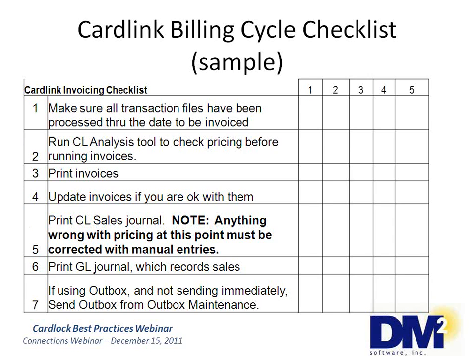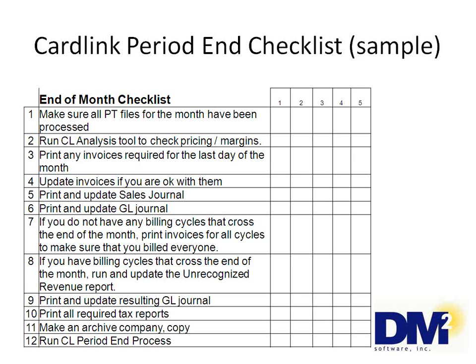And then we have a period end checklist. This checklist, you're going to include processes that you have that I don't know anything about. The run Cardlock period end process may be done by the controller, and the Cardlock processor doesn't have anything to do with it, so you may remove that from the list.